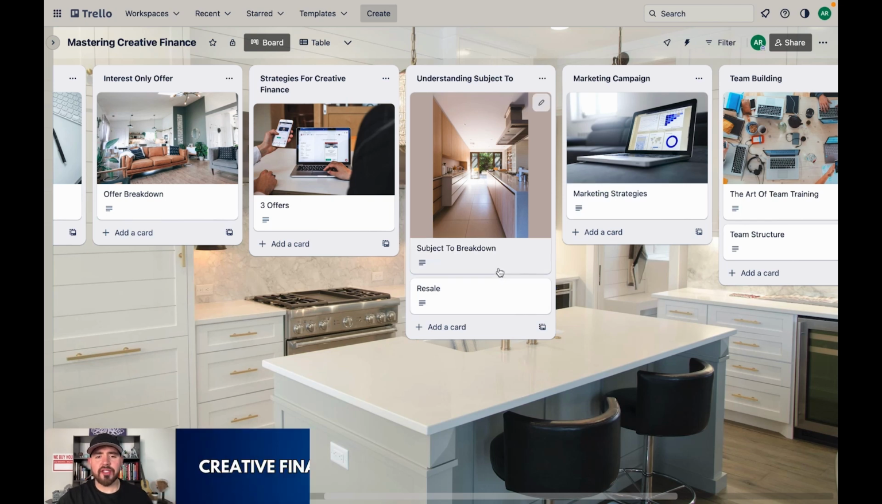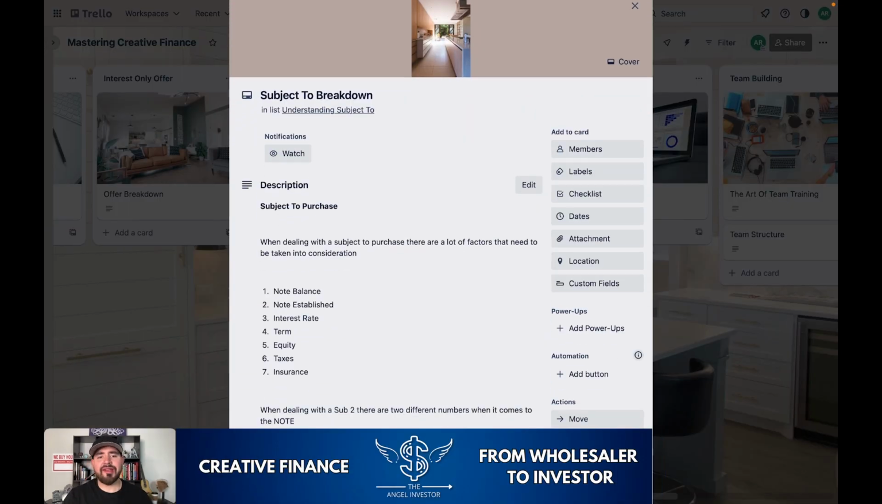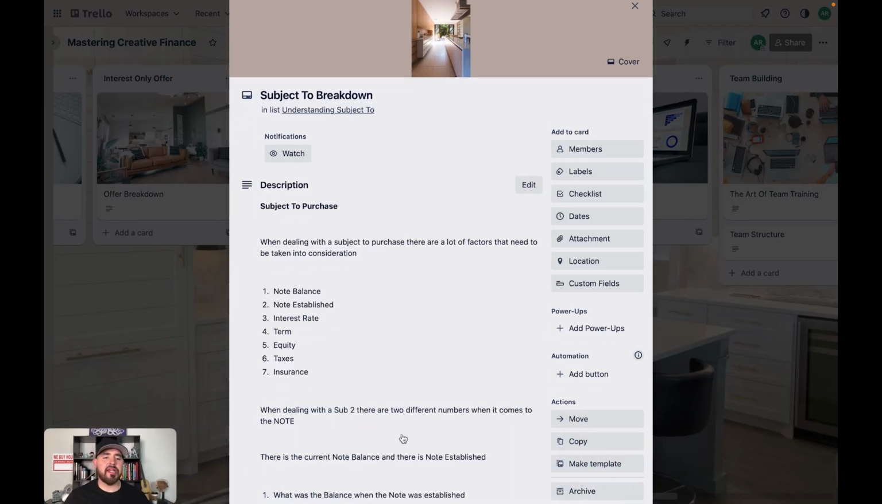So let's get into what a subject to is and how to break it down, right? When dealing with a subject to purchase, there are a lot of factors that need to be taken into consideration: the note balance, note established, interest rate, term, equity, taxes, and insurance.